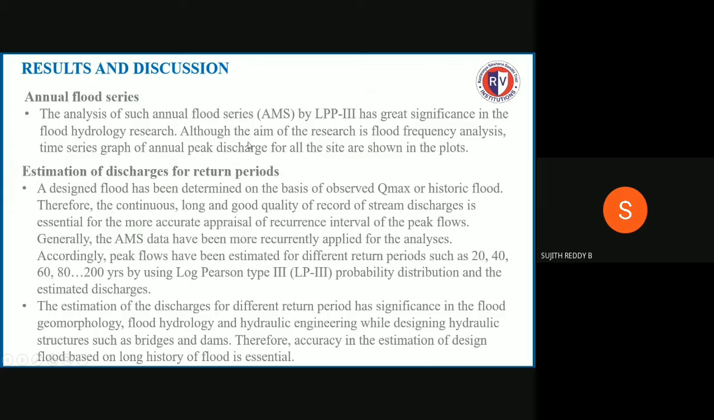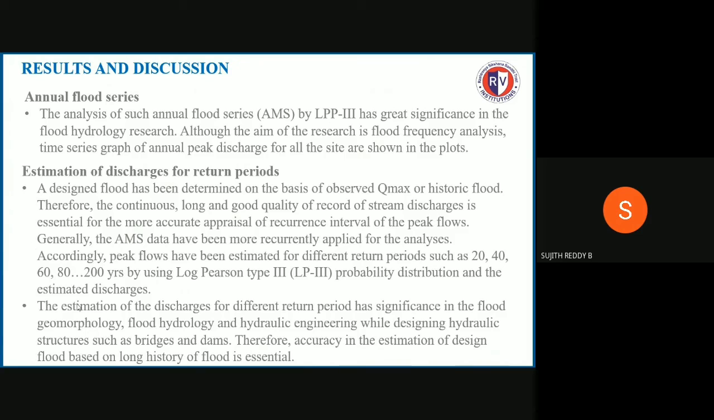Although the aim of research is flood frequency analysis, time series graphs of annual peak discharge for all the sites have been shown in the plots. Coming to estimation of discharges, a design period has been determined on the basis of observed maximum discharge or historic flood. Therefore, a continuous, long and good quality record of stream discharges is essential for more accurate appraisal of recurrence levels. Generally, annual mean data has been calculated recurrently for analysis.